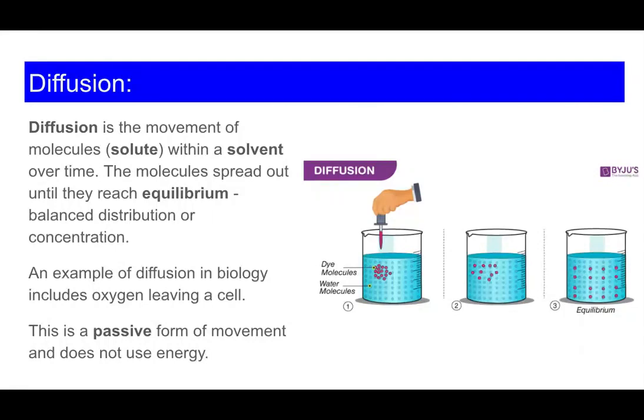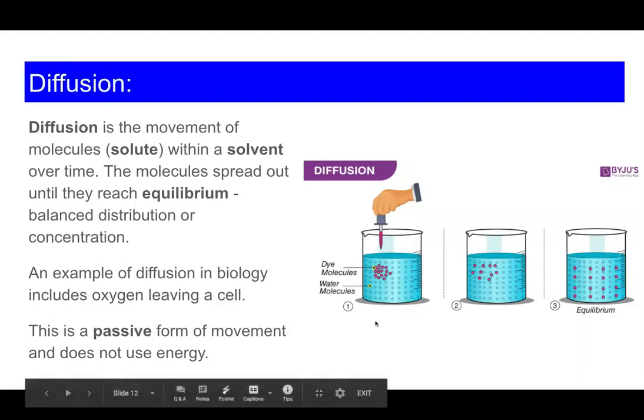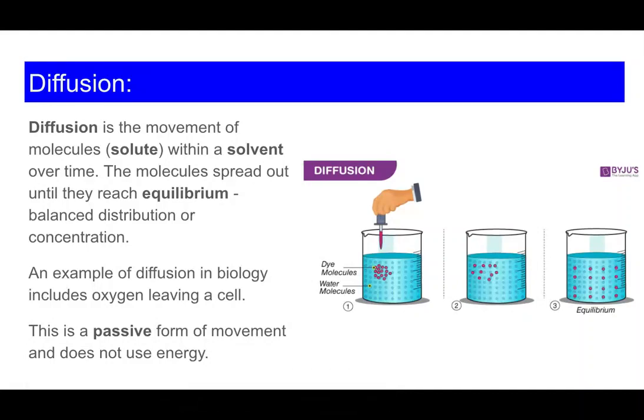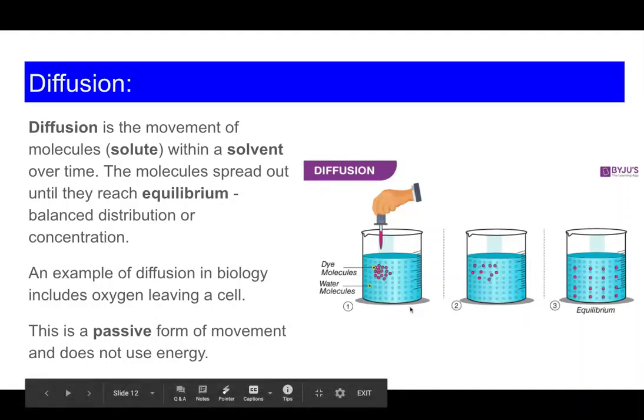If there's a lot of oxygen within the cell, it's going to move outside if there are low oxygen levels outside of the cell. Now, this is a passive form of movement, so there's no energy being used at all. These molecules just move on their own. However, if we increase the temperature, in this picture, if we were to have hot water, it would happen faster than if it was cold water. It would still happen, it would just happen faster.